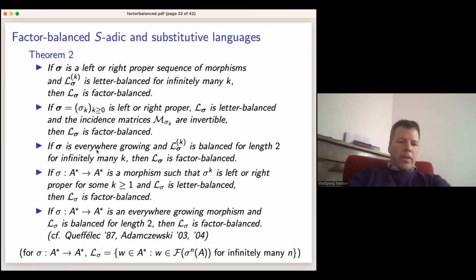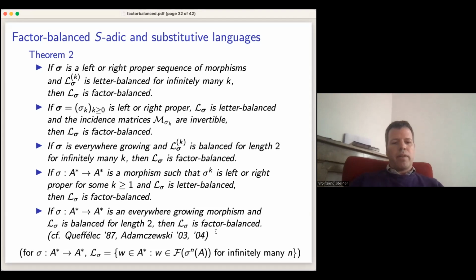So if we consider the special case where we have a constant sequence of morphisms, so all sigma k are equal to some sigma, then our result just tells us that if sigma to the k is left or right proper for some k, and the substitutive language is letter balanced, then it's also factor balanced. And if we don't have properness, then we need balancedness for length 2 to have factor balancedness. So this was somehow known.